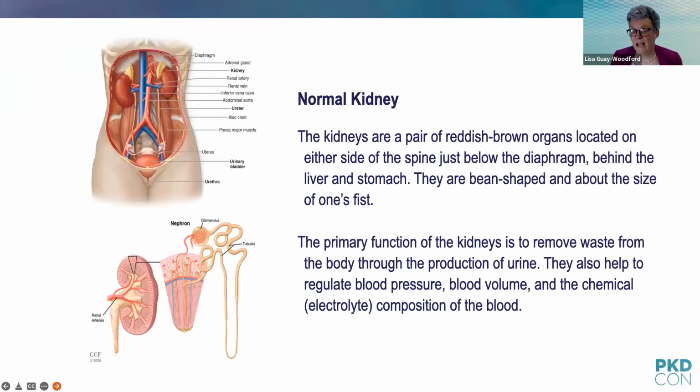So to begin, to understand PKD, we have to first understand the normal kidney and the normal liver, as well as understand the fundamental principles of genetics. So let me start with the kidney. They look like kidney beans. They're a pair of reddish-brown organs that are located on either side of the spine, just below the diaphragm, behind the liver and stomach. And they're about the size of one's fist if you have no structural problems with your kidneys. The primary function of the kidney is to remove waste from the body through the production of urine. They also help to regulate blood pressure, blood volume, and the chemical or electrolyte composition of the blood.